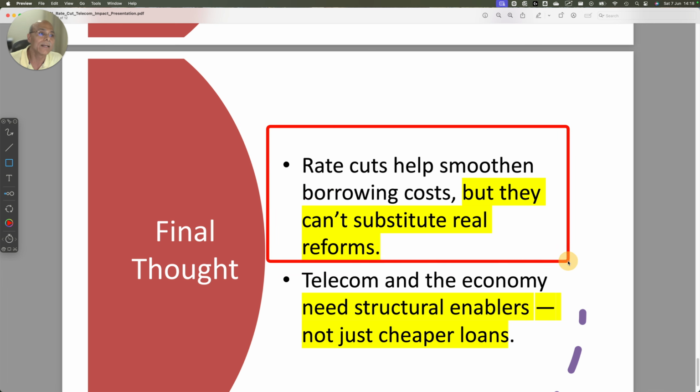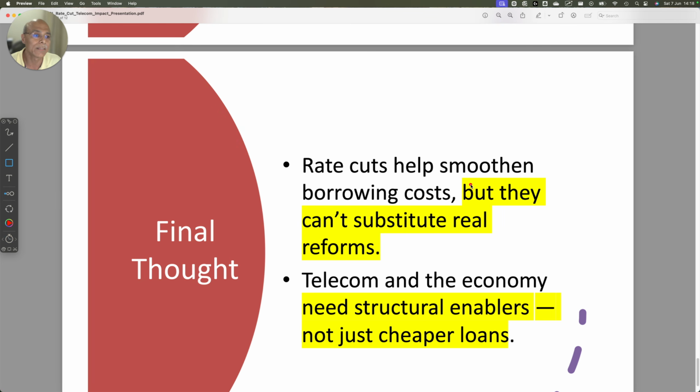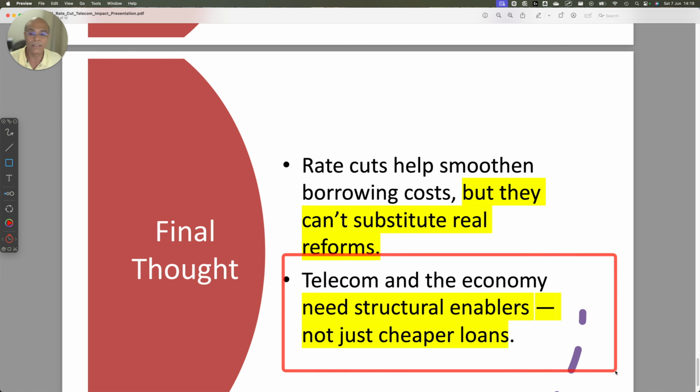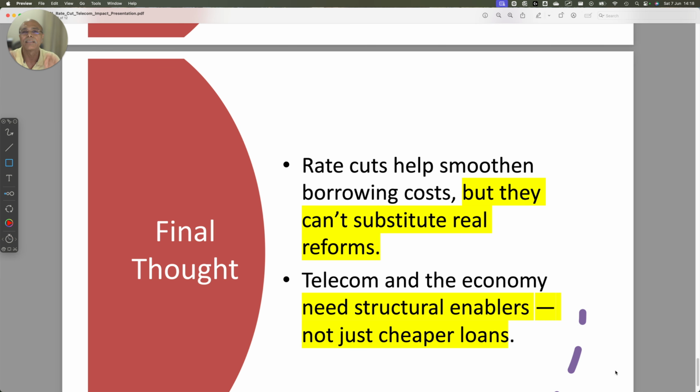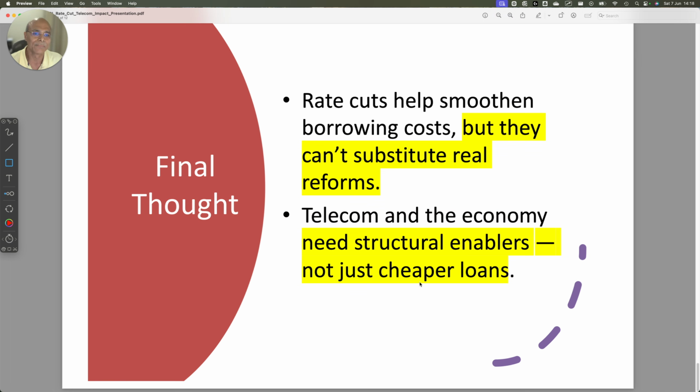So rate cut helps smoothen government borrowing cost, but it can't substitute real reforms. And telecom and economy need structural enablers, not just cheaper loans. That's not going to help the telecom sector, friends. So this is the end of my presentation. I hope that I have made my point very clear. I have tried to zip the whole complex story in a very small window of time.